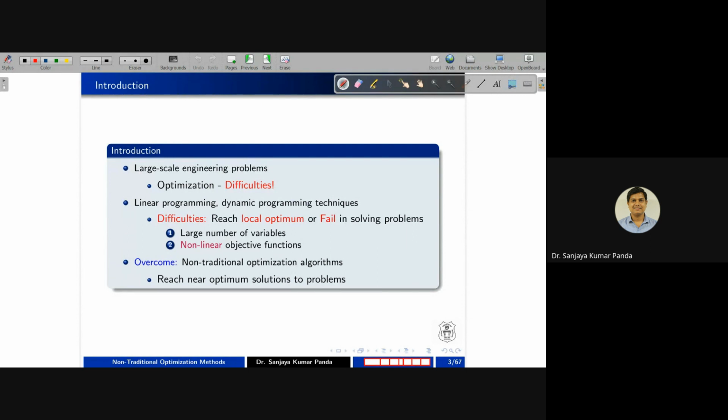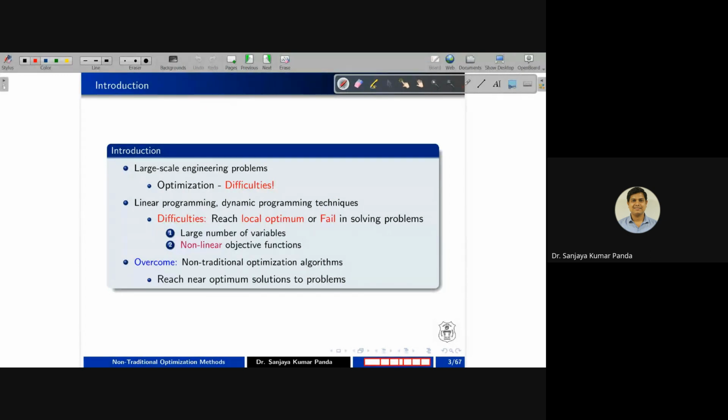But when you model the objective function of this optimization algorithm, you will see that for these real life problems, the objective function is non-linear. In the non-linear objective function case, it is difficult to solve the problem using traditional optimization methods. So in order to avoid this, we look into solutions using non-traditional optimization algorithms.